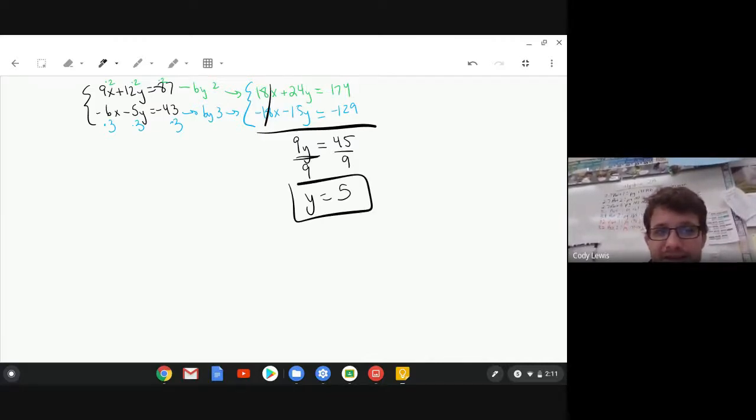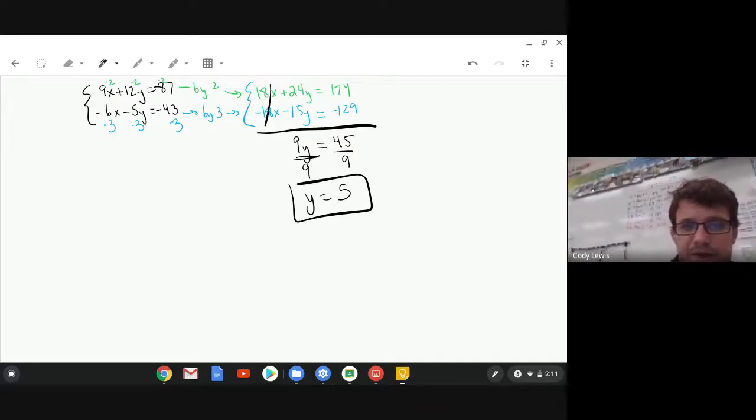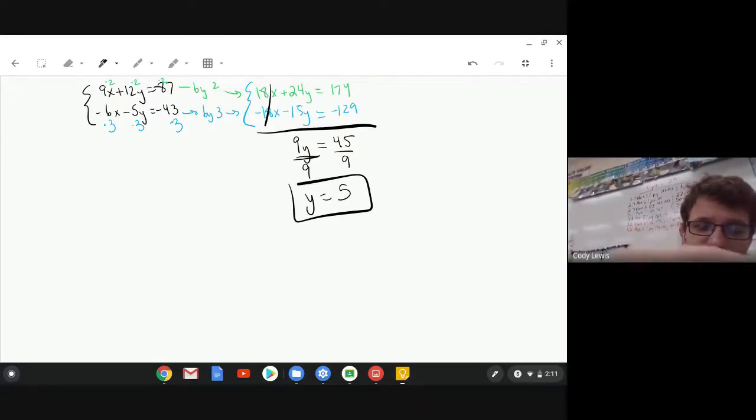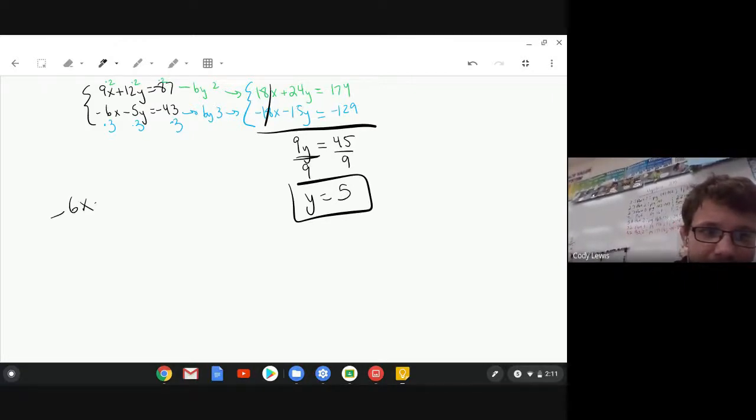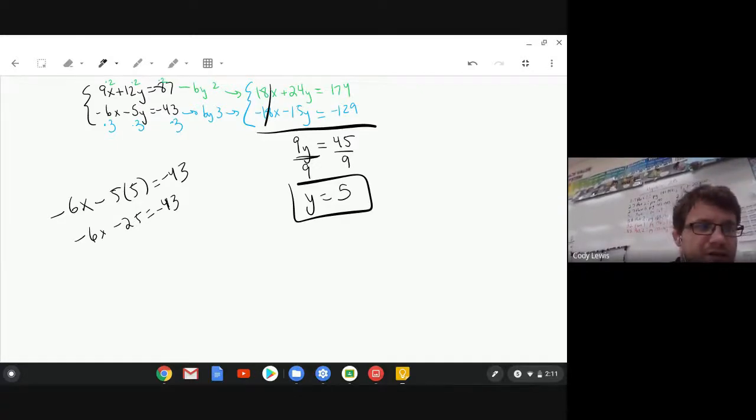Now, to get your x, it's the same way you got your other variable in the last type of problem. You're just going to take y and you're going to plug it either into the top or the bottom. I'll use the bottom. It doesn't really matter to me. I think last time we used the top. So negative 6x minus 5 instead of y, I'm going to put 5 equals negative 43. I get negative 6x minus 25 equals negative 43. I add 25 to both sides, so I do negative 43 plus 25. I get negative 6x equals negative 18.